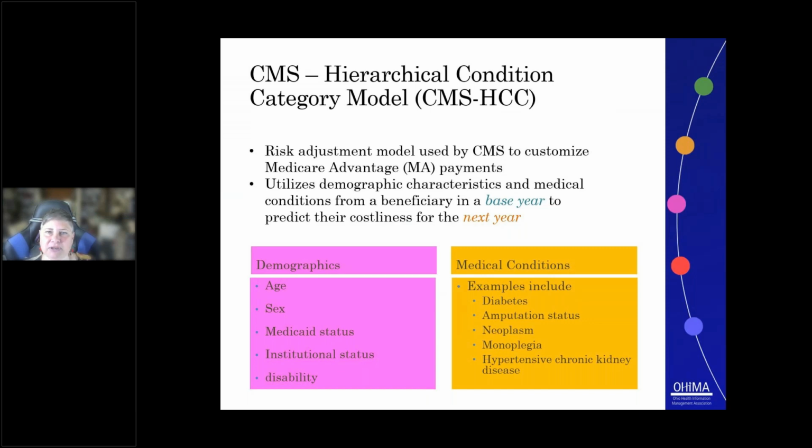This model examines the demographics of the beneficiary, such as age, sex, and Medicaid status, and the health conditions for each patient, such as diabetes or neoplasms. The past year is referred to as the base year in this model. So using the base year data, CMS can predict the costliness of care for each beneficiary for the next year. The predicted costliness determines the payments that CMS will provide to the Medicare Advantage organization to care for the beneficiary.